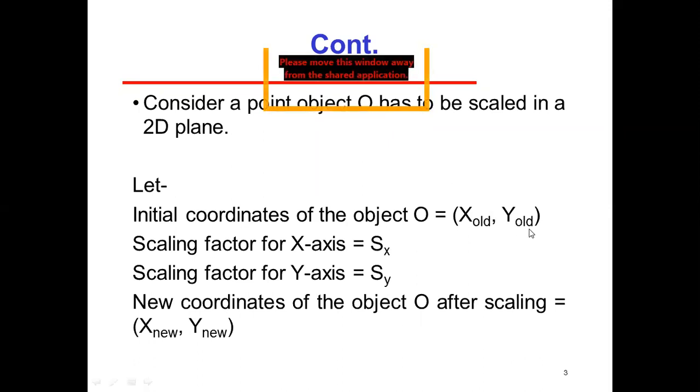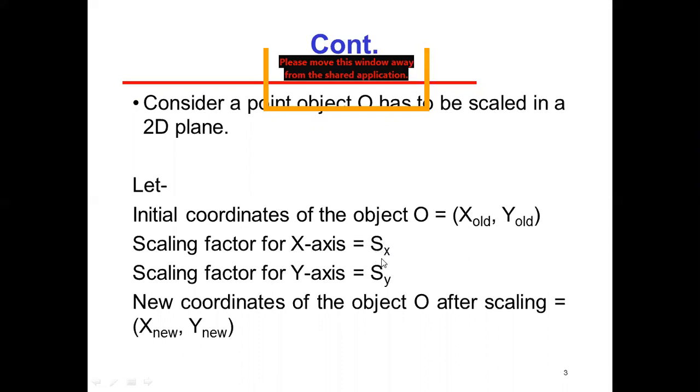Again, we are using the same nomenclature as in the case of translation and rotation. x old, y old means the initial point of the object. The scaling factor for x means scaling along the x-axis, and then scaling along the y-axis. Here we are indicating these with the help of the sign s.